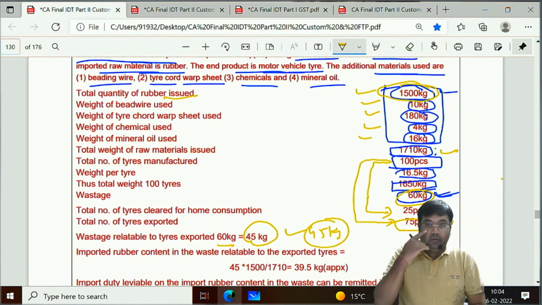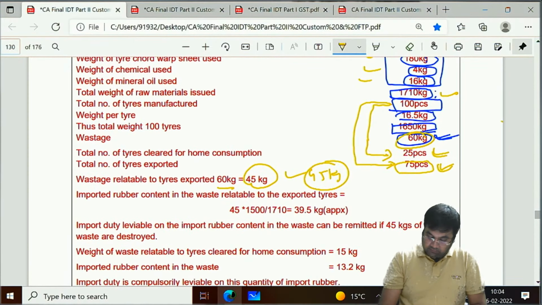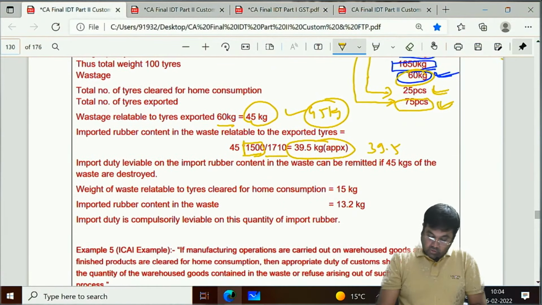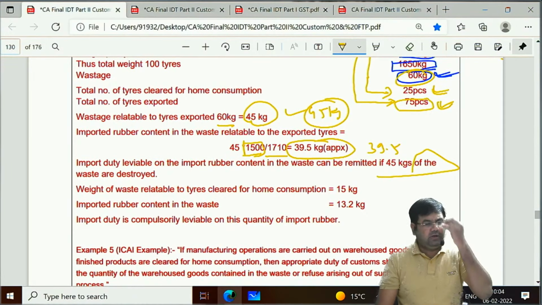Okay, rubber. So what we are going to do, 45 into 1500, which is rubber, divided by 1710 total raw material. So approximately 39.5 is going to be rubber, imported raw material, on which duty has not been paid. So if we suppose destroy that entire 45 kg, then no need to pay the duty, very good enough.